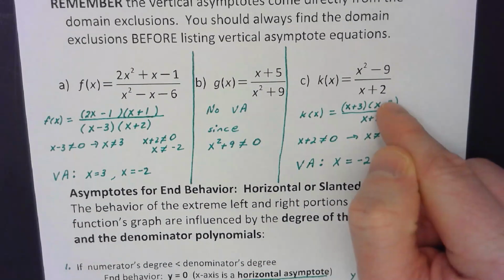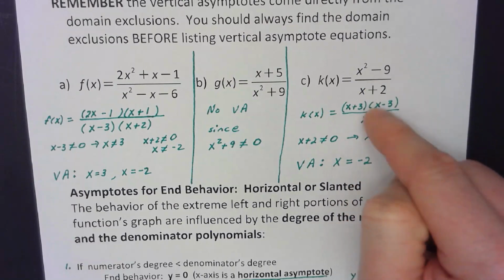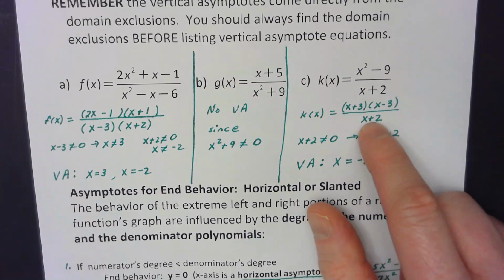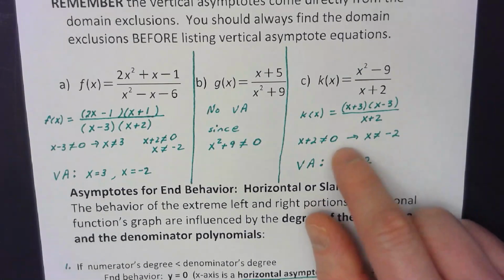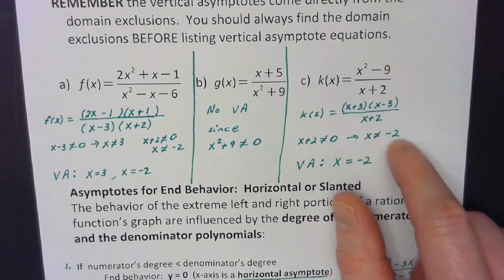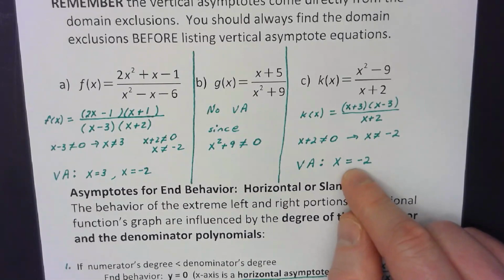And then in my last one here, your numerator would factor to be x plus 3, x minus 3. Neither of those would cancel with a factor of x plus 2 in the denominator. So you'd say, well, your domain restriction is x plus 2 cannot equal 0, which means x cannot equal -2. This would only have a vertical asymptote at x equals -2.